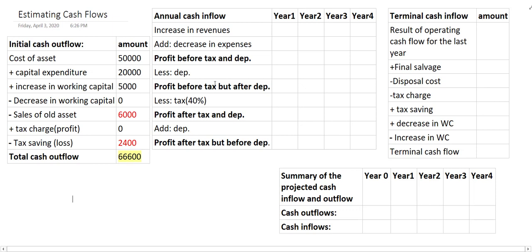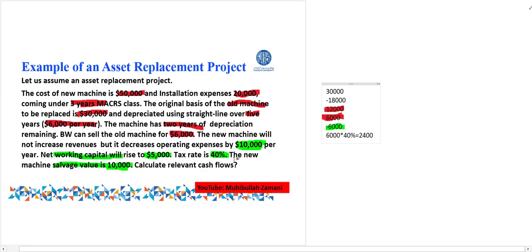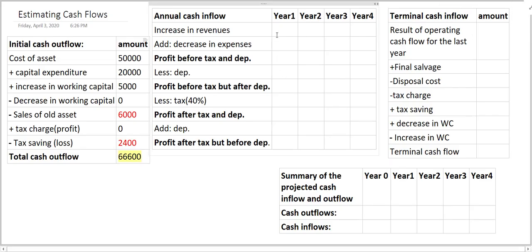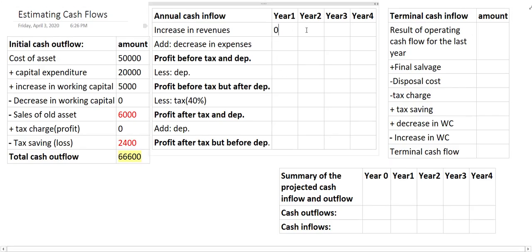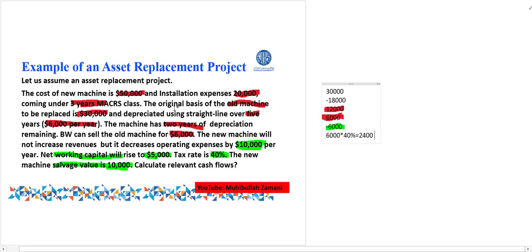Now let us go for the next one: the annual cash inflow. How do we find out the annual cash inflow? If you see the information given here, the new project will not increase revenue, but it decreases operating expenses by 10,000 per year. So once again there is no revenue, so keep it as it is. This is 0, and the last one is also equal to 0.